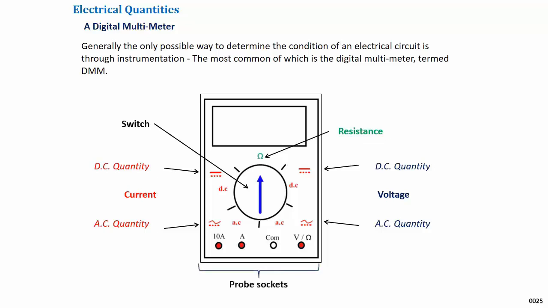The connection to the network is made with two electrical probes generally colored red and black. The black probe is always connected to the COM socket, and the red probe connected to one of the other three sockets, depending on the function selected.